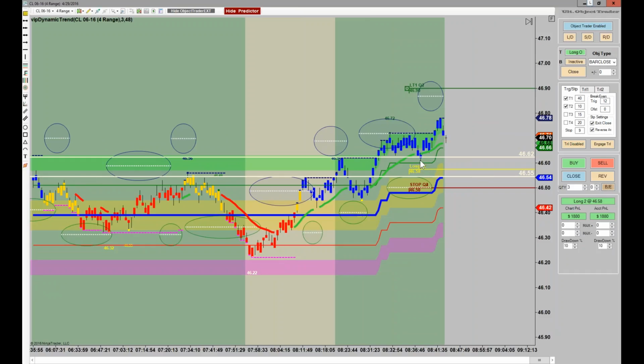So that's what we call basically a fairly risky trade because it's a shallow retracement. But those will work for scalps. They will absolutely work for scalps.